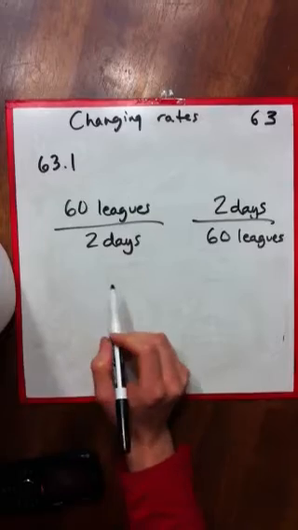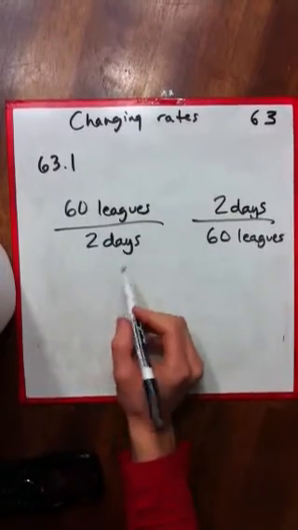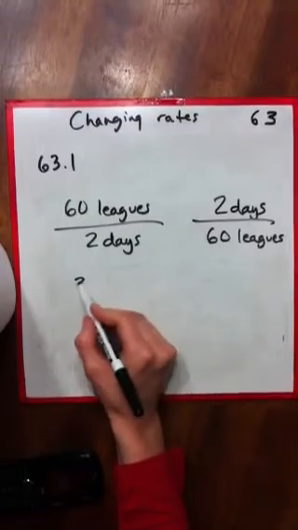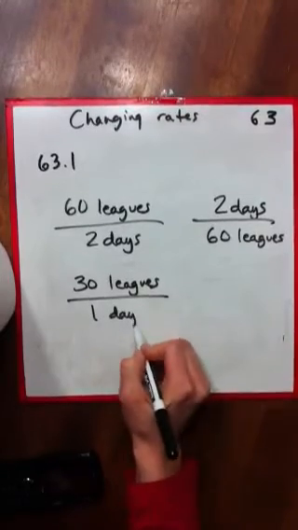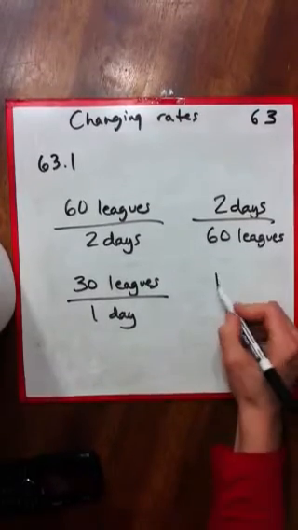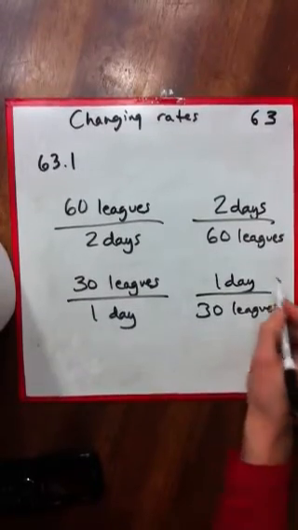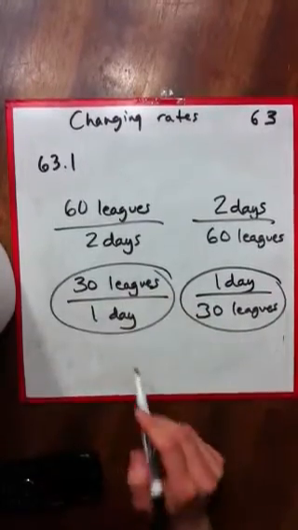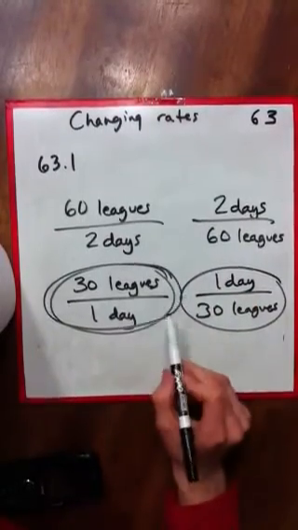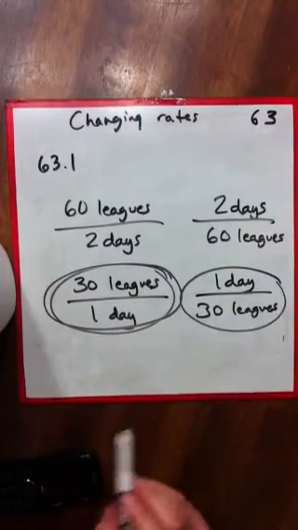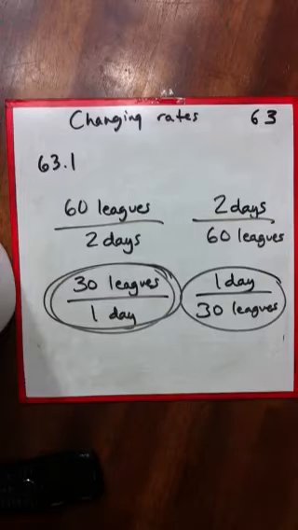So 60 leagues in 2 days, we want to reduce it all the way. So this will be 1 day. How many can they do in 1 day? If you divide both of them by 2, it reduces to 30 leagues in 1 day. Does everybody see what I did? And then 1 day would be 30 leagues. This is the correct rate. The other is just the rate they had given us, but you always want to bring the rate to its lowest, simplest form. So 30 leagues per day, or 1 day per 30 leagues.